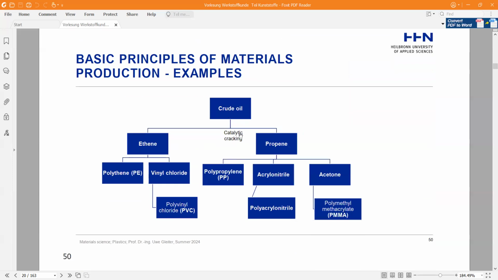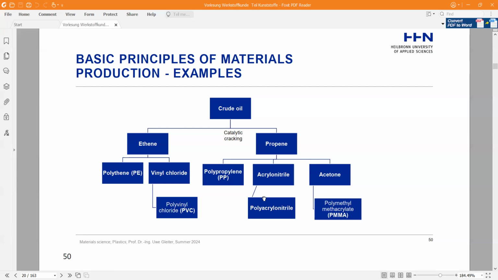Here we have a similar diagram of plastic production. So for crude oil, using catalytic cracking, we get ethane and propane. From ethane, we can get polyethylene, PE, or vinyl chloride. And from vinyl chloride, we get polyvinyl chloride, or the famous abbreviation PVC.